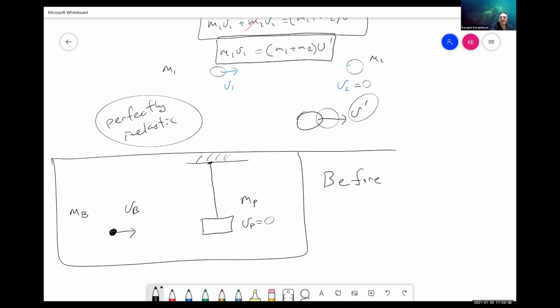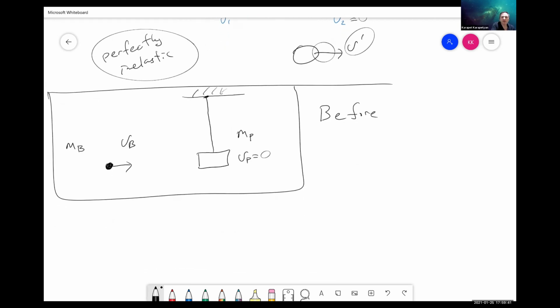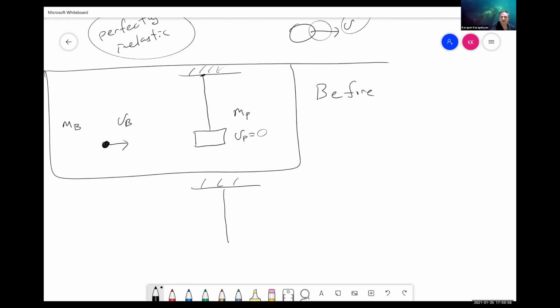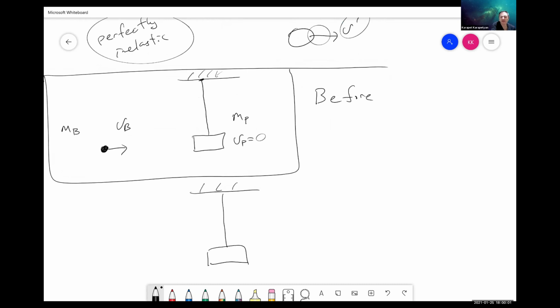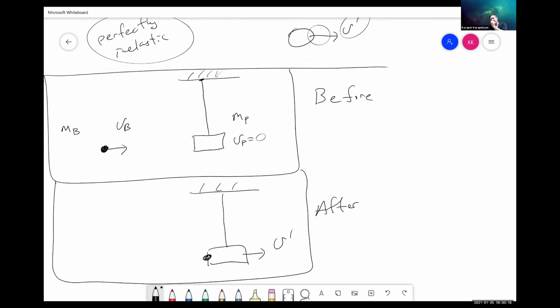Now, after the collision, what happens here is the bullet is going to embed itself into the pendulum, right? They're going to stick together and they're going to move. So let's say after the collision it sticks to the pendulum and they're going to be moving with some V prime. V prime is the final velocity of the system. I'm talking about right after the collision.